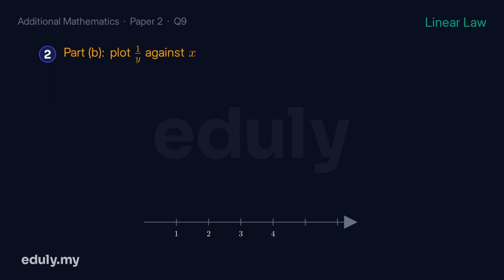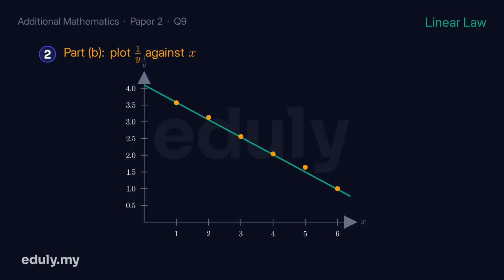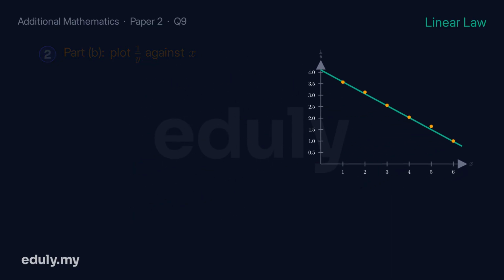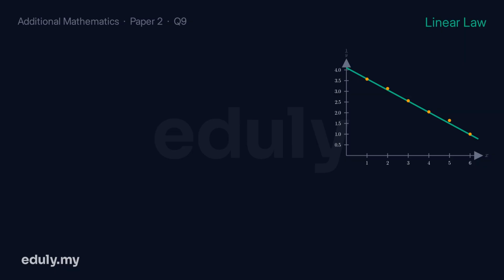Step 2, Part B. Set up the axes, x across and 1/y up the side, at the scale the question gives. Plot the 6 points, from 1, 3.57 across to 6, 1. Then draw the line of best fit. One straight line through the middle of the points, with about as many above it as below. Let's keep the graph beside us for Part C.